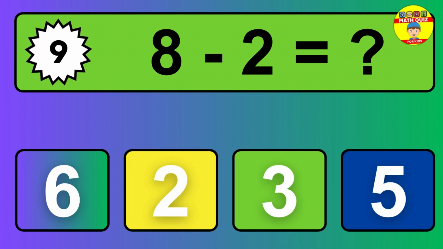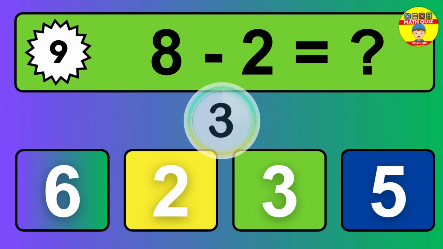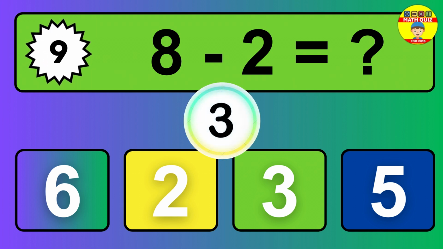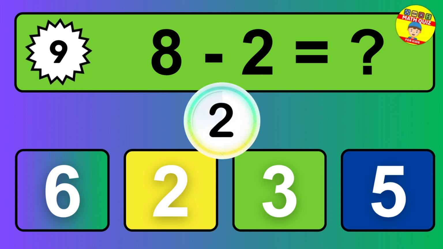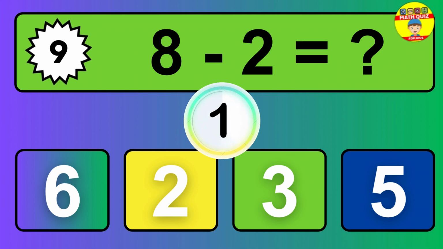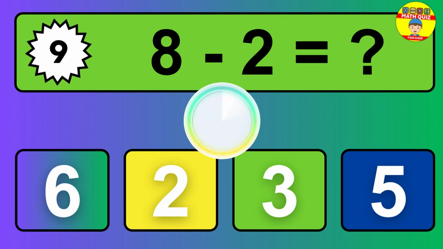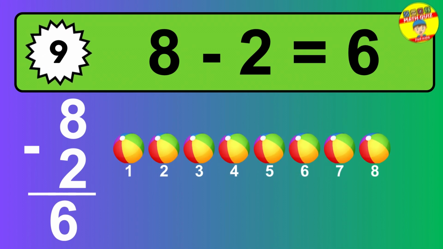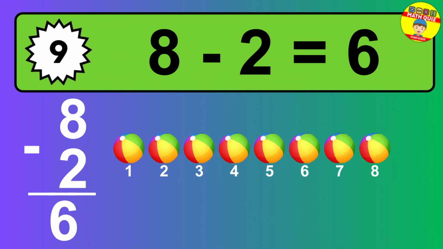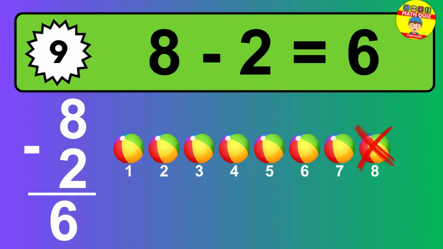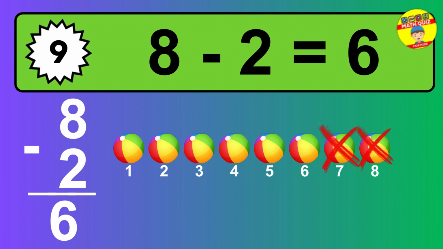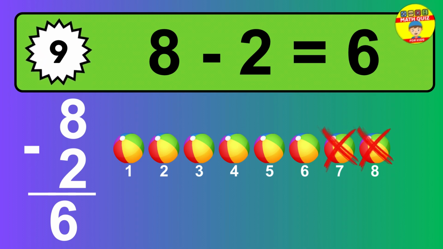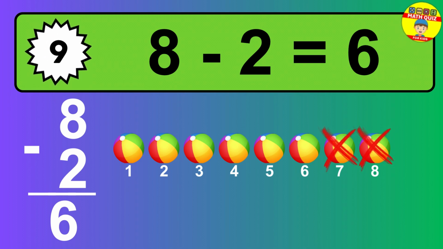Question 9. 8 minus 2 equals what? So the answer is 8 minus 2 is 6. Let's count it. 1, 2, 3, 4, 5, 6.